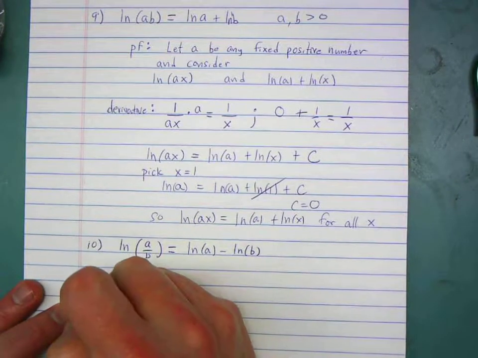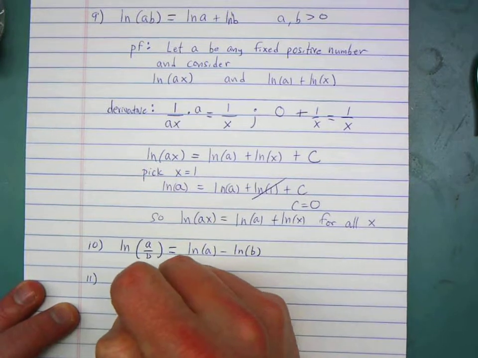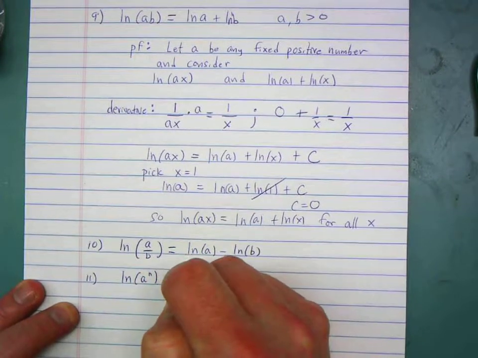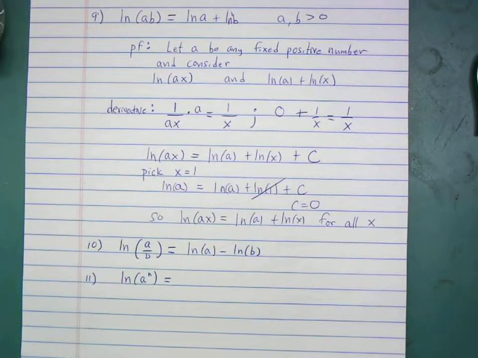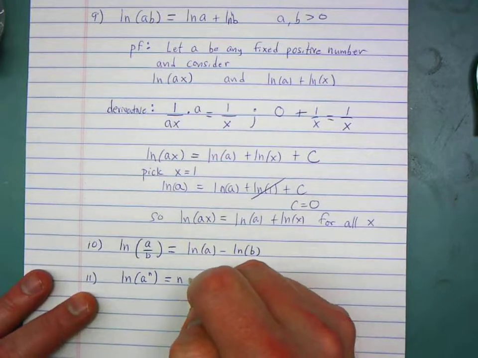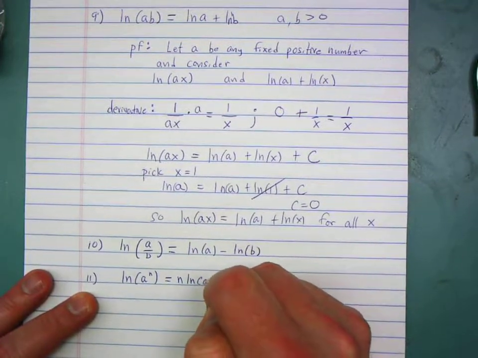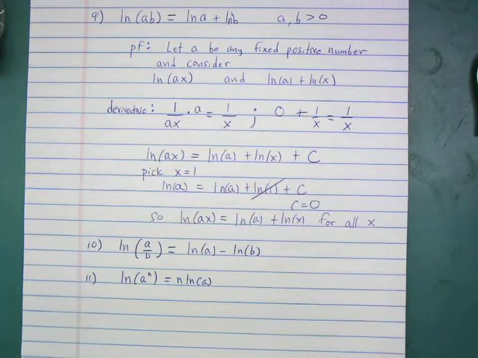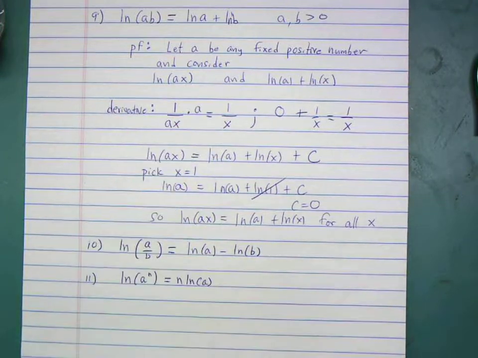All right, and then rule number 11. Again, I'm not going to prove this one either. What do logarithms do to exponents? They bring them down front. You can prove numbers 10 and 11 in almost exactly the same way we'd prove number 9. Write them down, take derivatives, and show that the derivatives differ by a constant, and then show that the constant is 0. Questions on those?